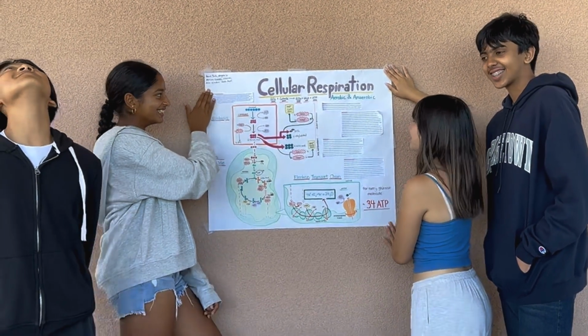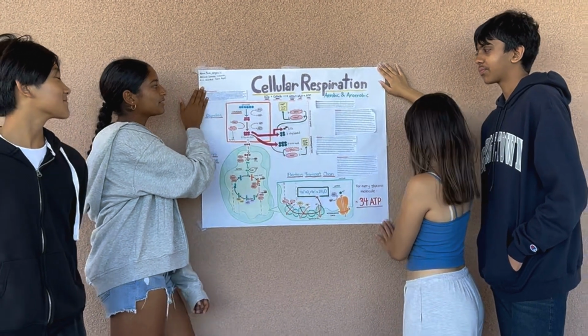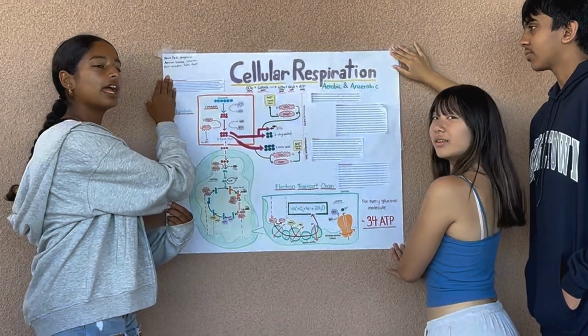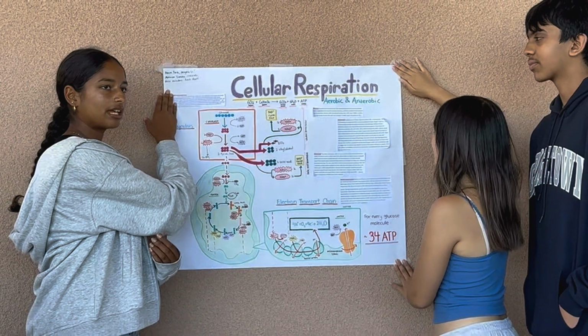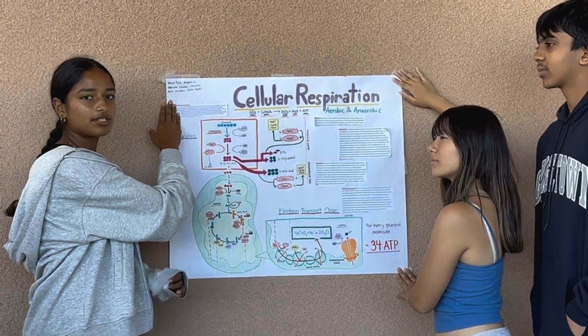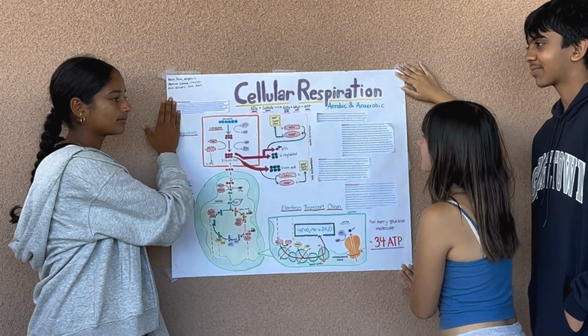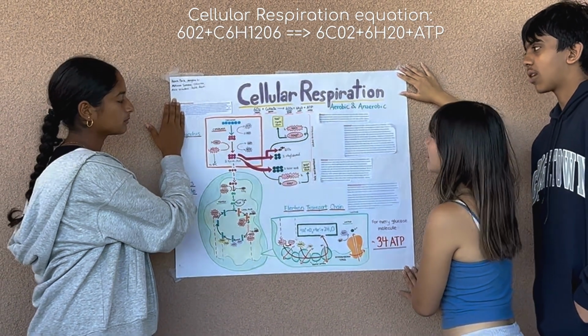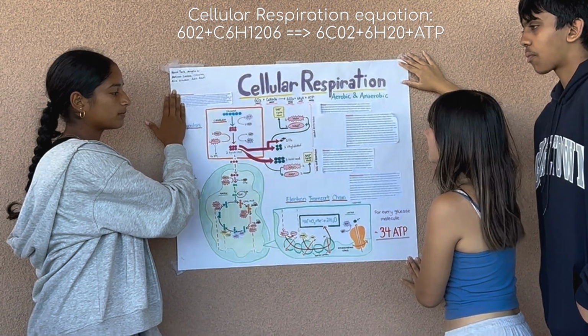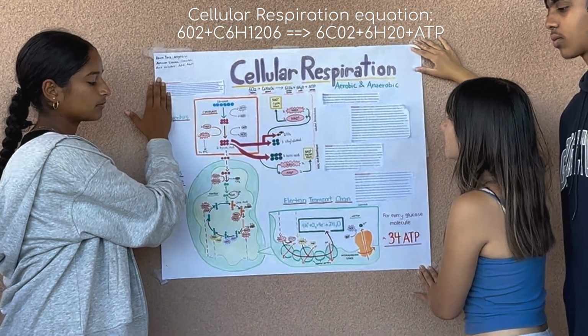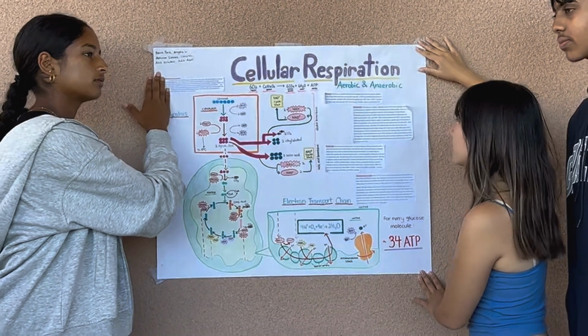And this is cellular respiration. How does energy flow? Energy enters plants through sunlight and is then used to create glucose. Glucose is then consumed by heterotrophs, which gain their energy from autotrophs. The overall equation of cellular respiration is 6O2 plus C6H12O6, which becomes 6CO2 plus 6H2O and ATP.